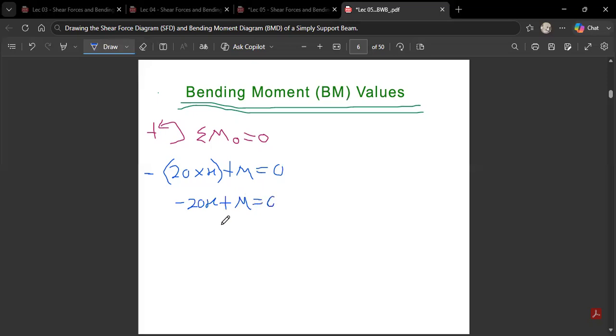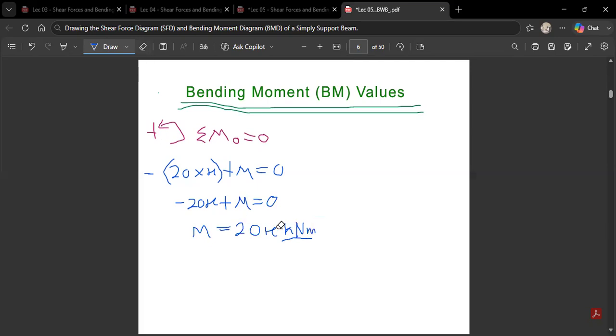So if you make M the subject, you are going to be left with M is equal to 20x. Okay. Because of the variable attached to the moment, it's now going to become a linear variation. So the unit is kilonewton meter. The unit is going to be kilonewton meter for the moment. Take note of that.